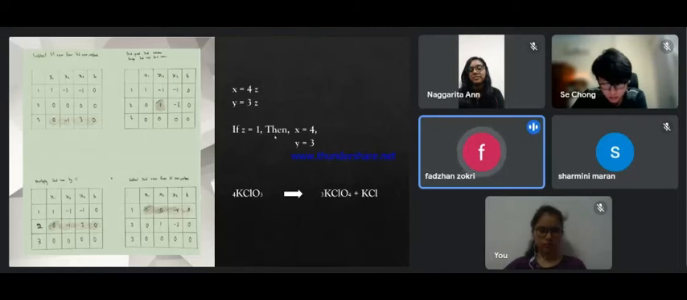Okay, after that we get x equal to 4z, y equal to 3z. Then if z equal to 1, x equal to 4, and y equal to 3. So the equation is 4KClO3 equal to 3KClO4 plus KCl.